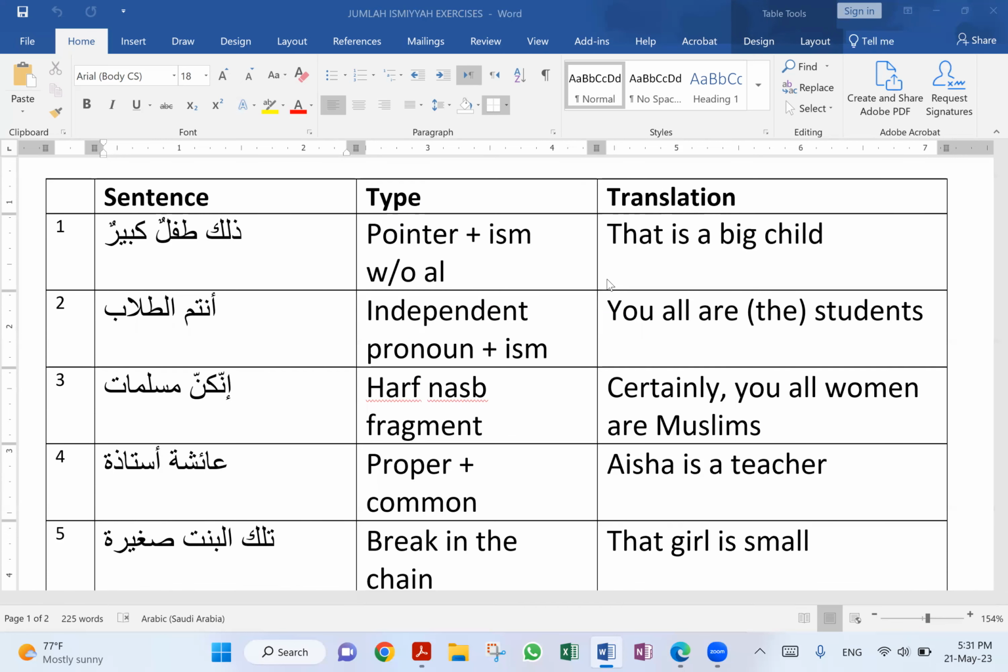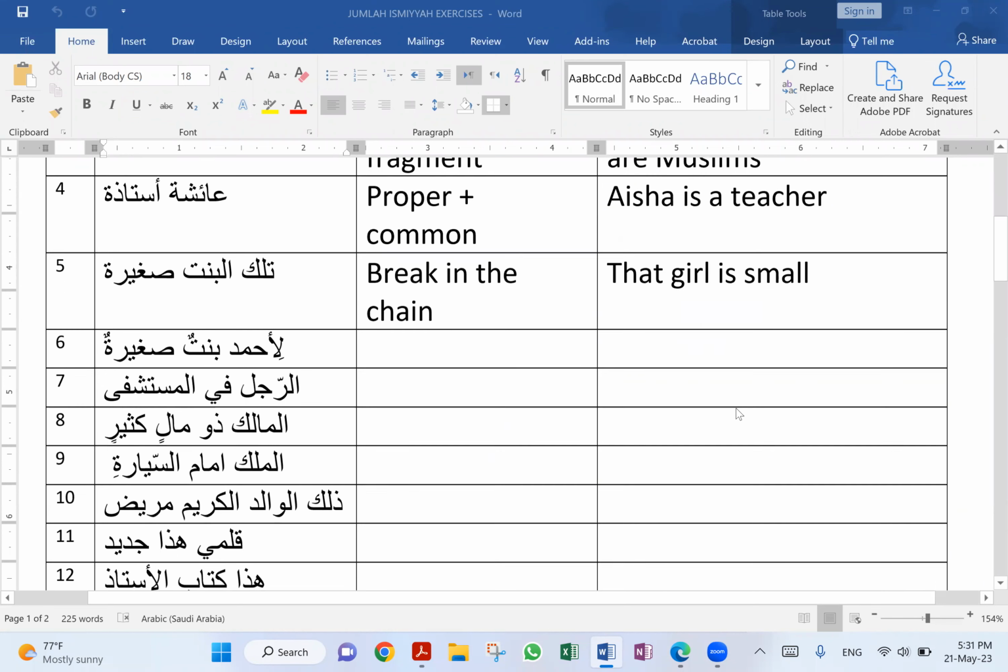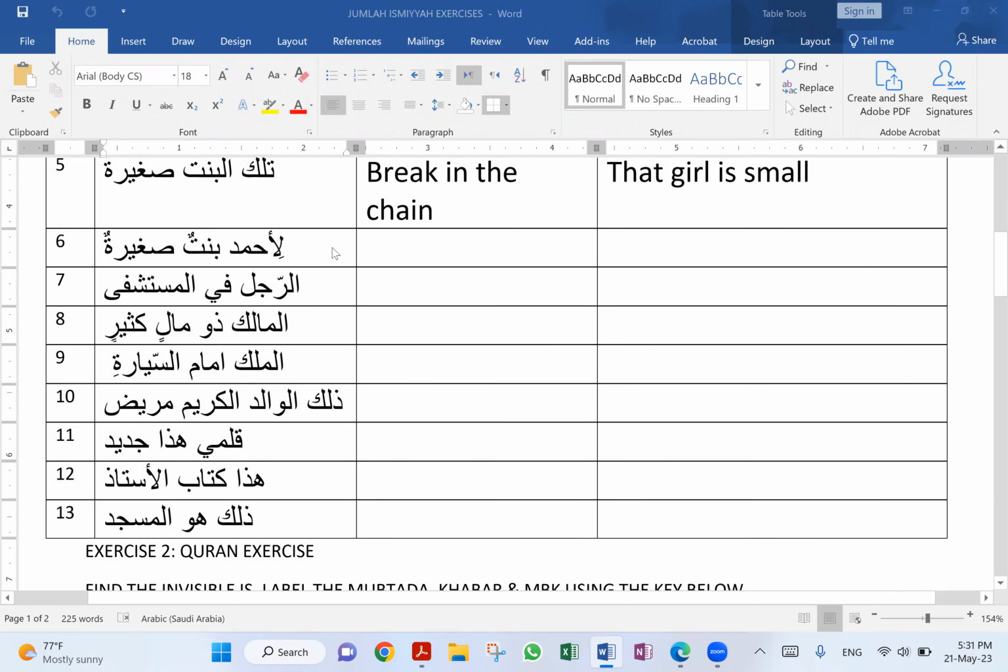Okay. So we had done up to number 5. We'll continue from number 6. So what do you guys think? Li Ahmed. First of all, how do I read this? Who can read this for me?